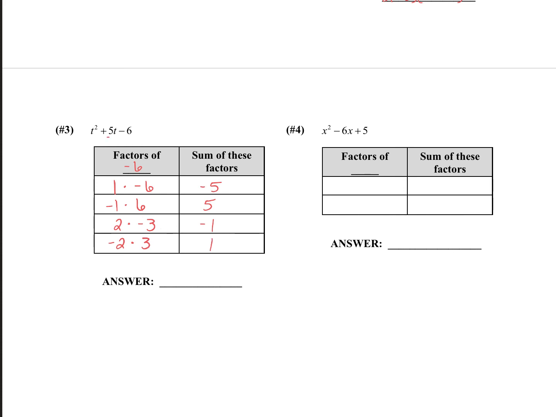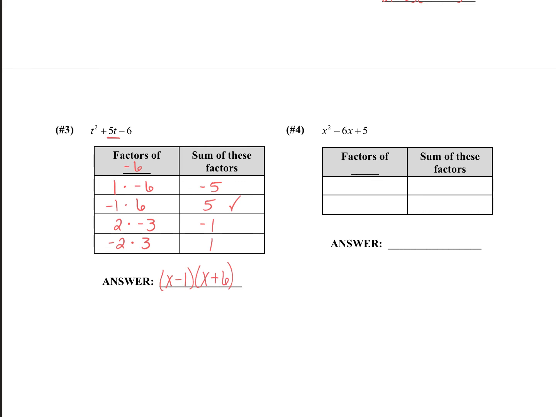All right, we look at that middle term. Okay, that middle term is 5. So we're looking for the sum of these factors. We're looking for the 5. +5 is that one. So our answer, okay, would be x minus 1, x plus 6. So x minus 1 times x plus 6.